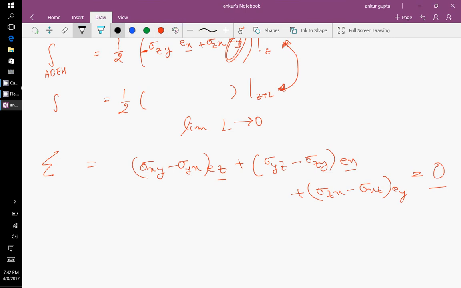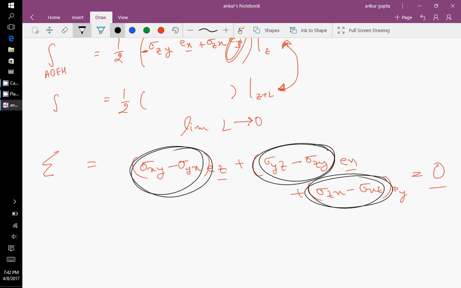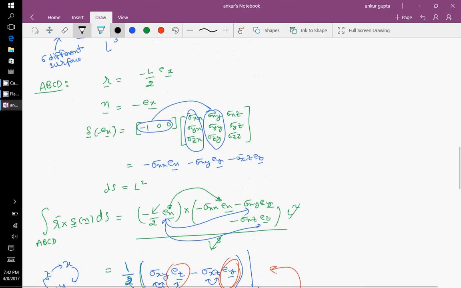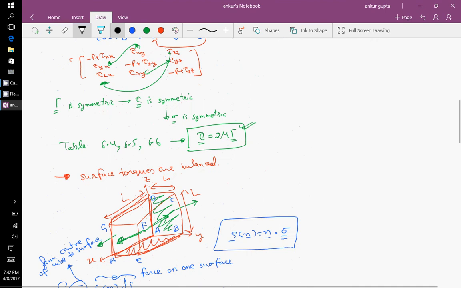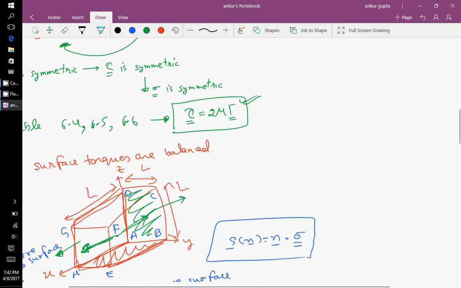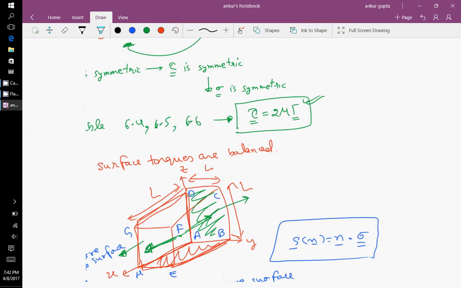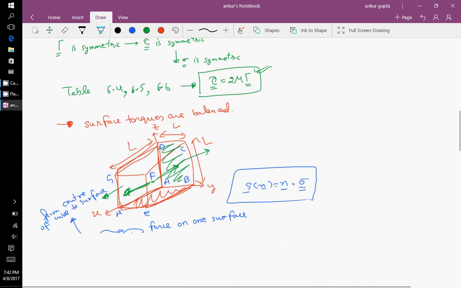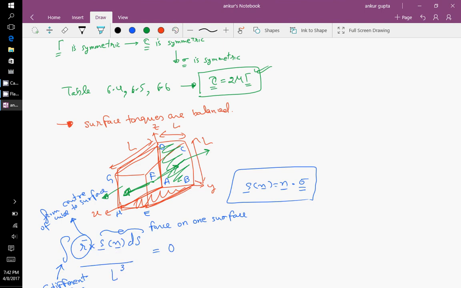In other words, sigma xy equals sigma yx, sigma yz equals sigma zy, and sigma zx is equal to sigma xz. So what this derivation was trying to tell you is that if you apply a torque on a cube of a fluid element, the force that comes out of the stress has to be such that the system cannot rotate or topple. That's why the stresses have to be symmetric, which is now intuitive.